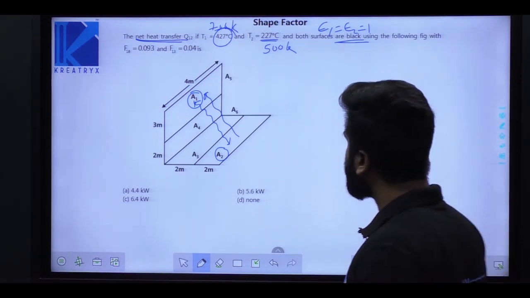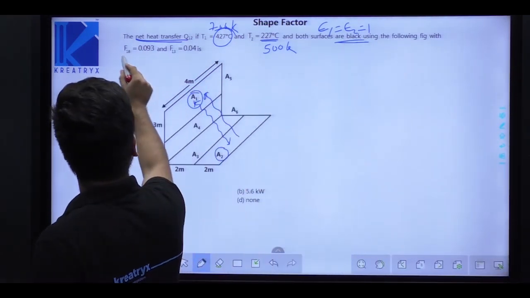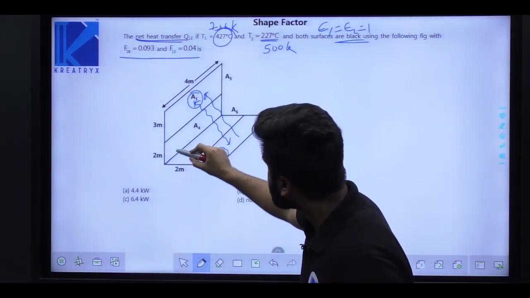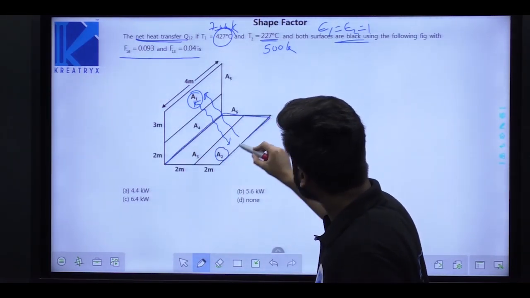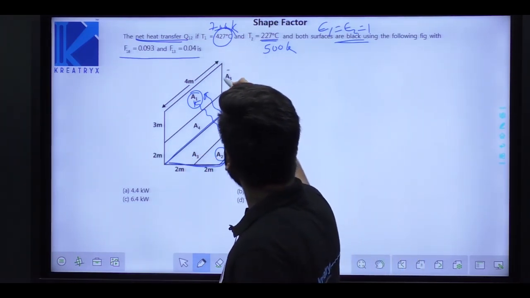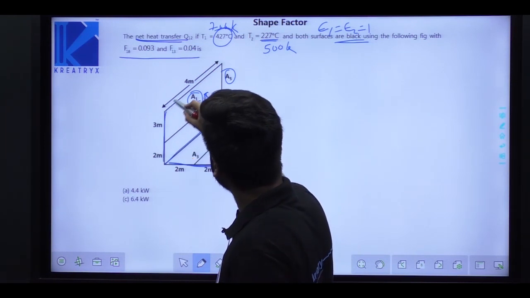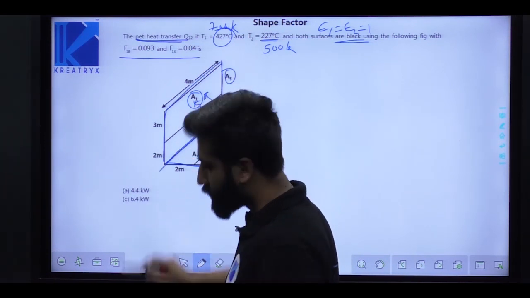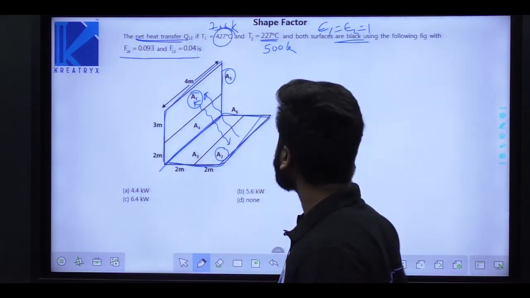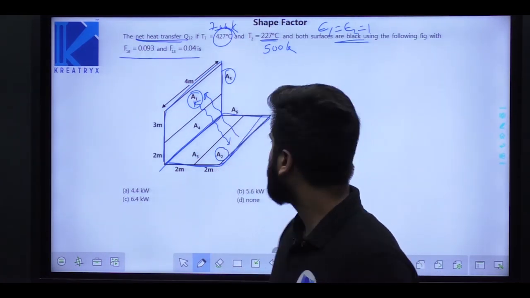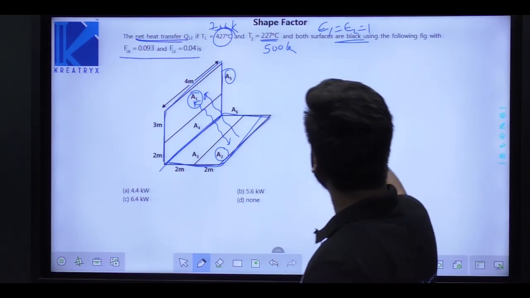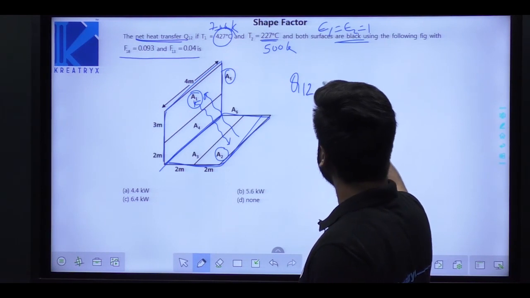Using the following figure, F16 is given to you and F13 is given to you. What is this surface 6? Surface 6 is the summation of the surface areas of 3 plus 2. And what is this 5? 5 is the summation of the surface areas of 1 plus 4. So A1 plus A4 makes A5 and A2 plus A3 makes A6. Now you have to find Q12.